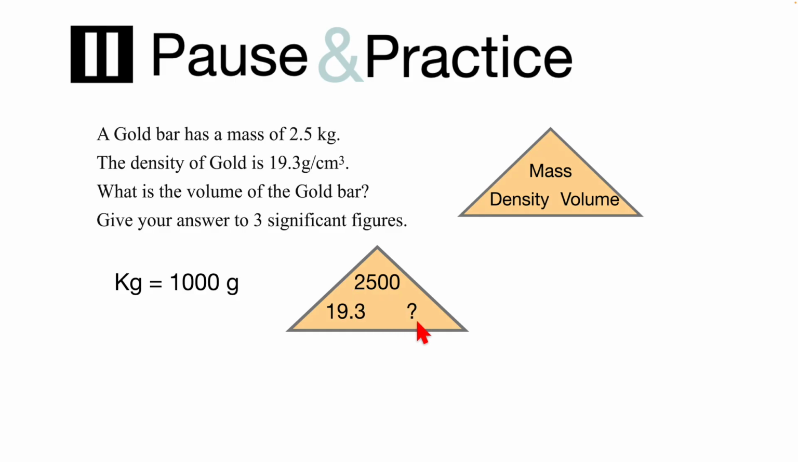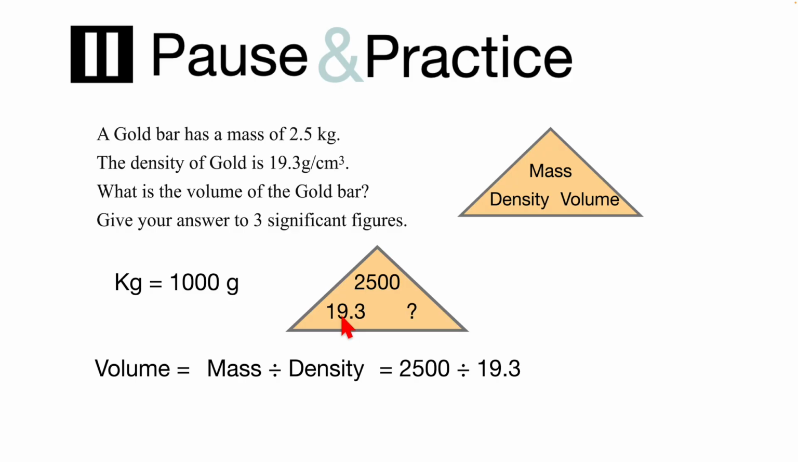We don't know what that is, the cm cubed, but we do know that volume is mass divided by density. Mass in grams is 2,500. Density is 19.3 grams per cm cubed. That gives 129.53, and that's cm cubed. But we need to give an answer in 3 significant figures, so that's 130. First significant figure is 1, then 3 and 0 cm cubed.